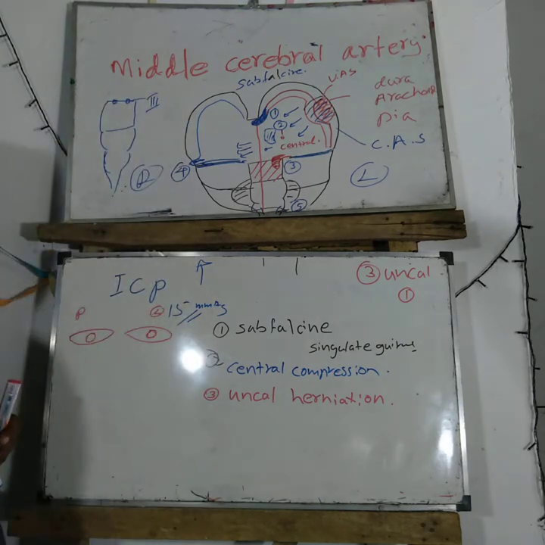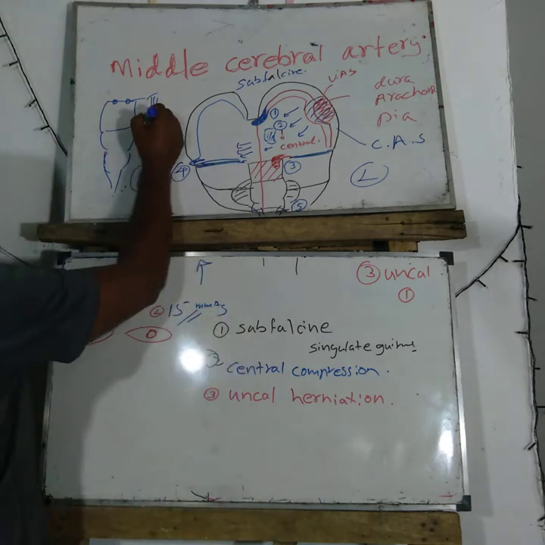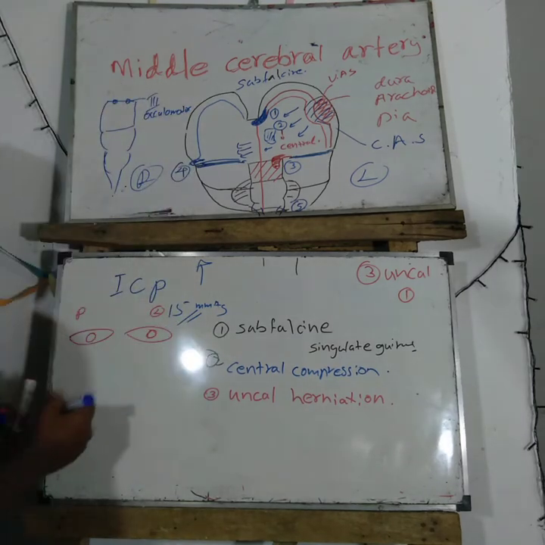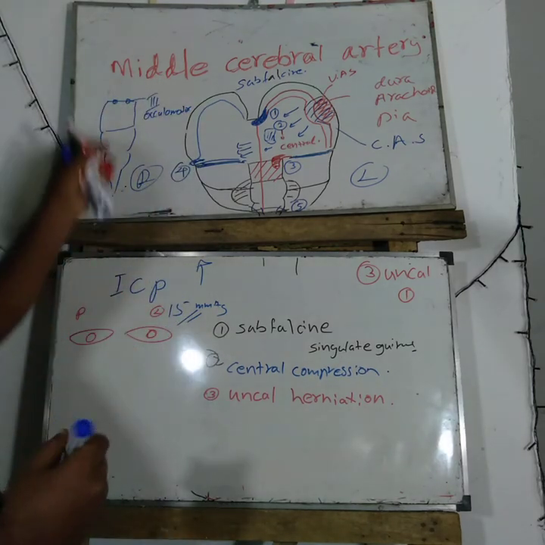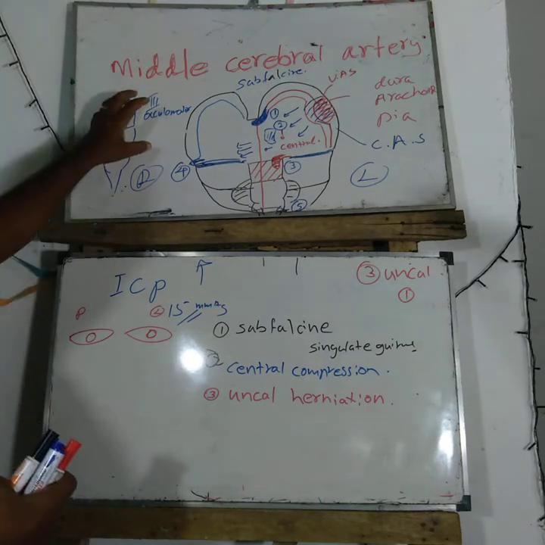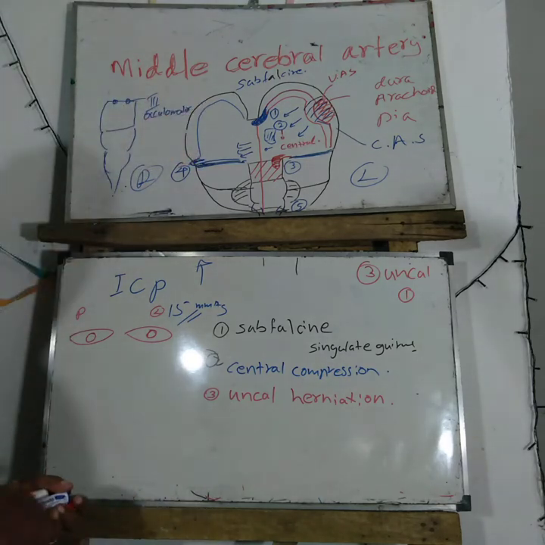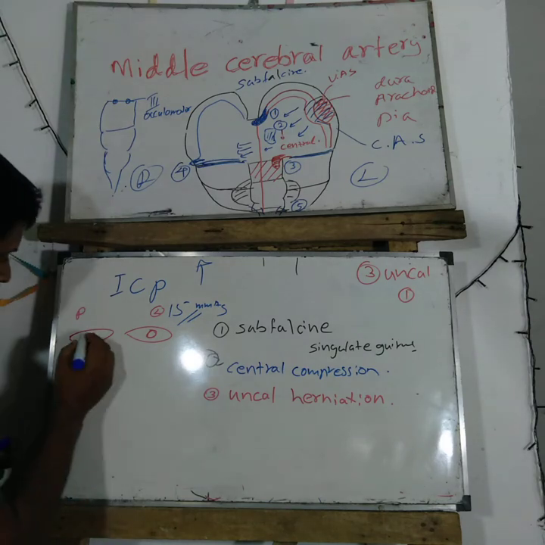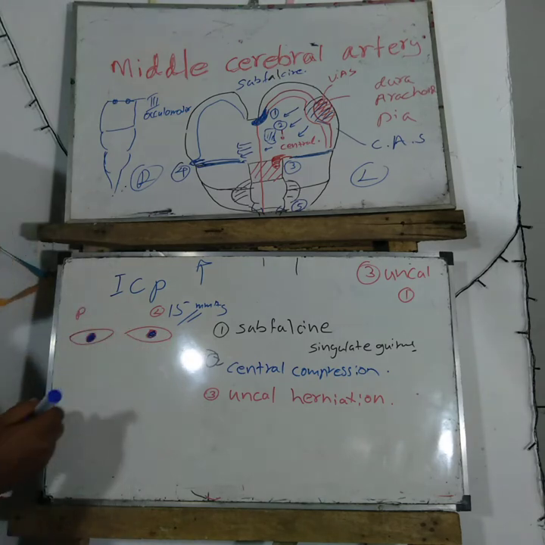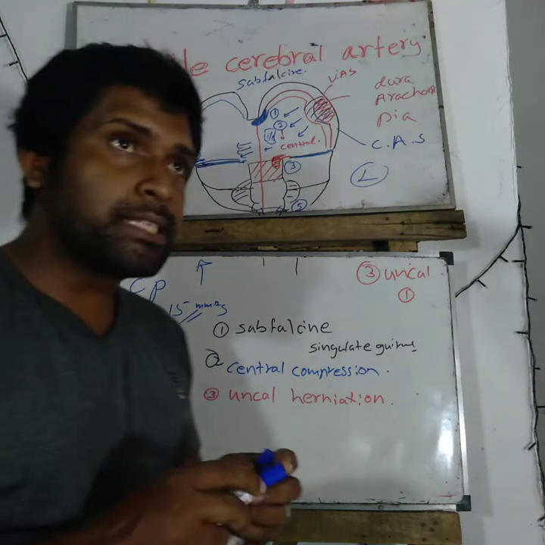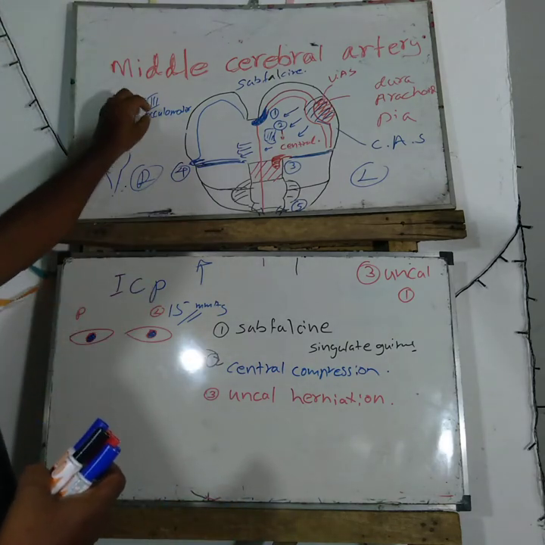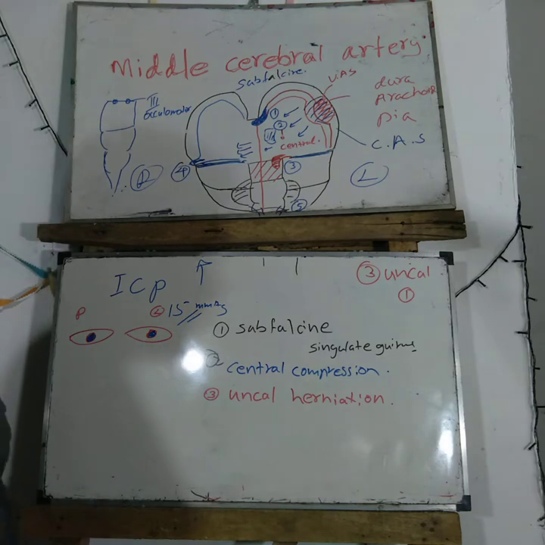Third cranial nerve, the oculomotor nerve. This third cranial nerve is the oculomotor. The oculomotor mainly supplies the pupil, the iris inside the eye. The pupil's dilation and constriction is the cranial nerve supply of the oculomotor nerve.